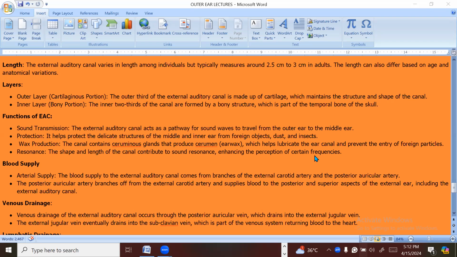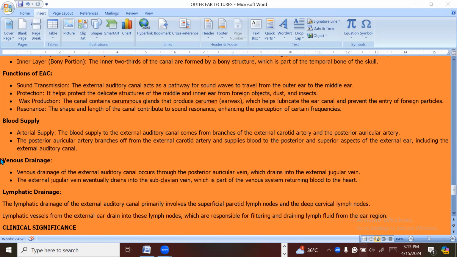And this cerumen or ear wax helps to lubricate the ear canal and prevent the entry of foreign particles. Resonance. The shape and length of the canal contribute to sound resonance, enhancing the perception of certain frequencies. Resonance is kind of an overtone, a form of echo. So it is the external auditory canal that helps to increase the sound what?